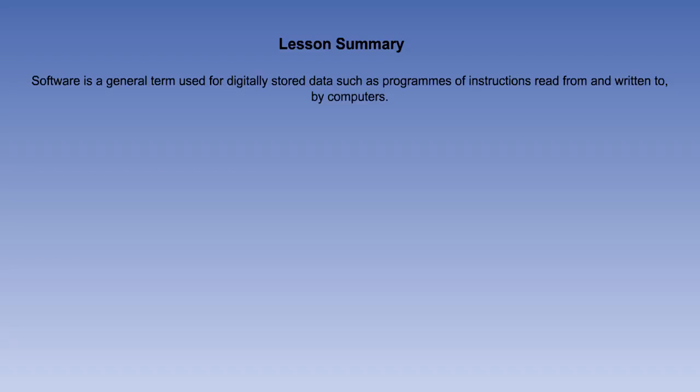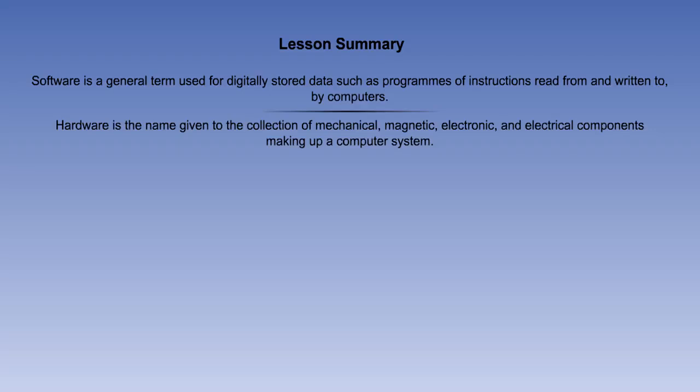That is the end of the lesson. Here is a summary of the main points. Computer software is a general term used for digitally stored data, such as programs of instructions read from and written to by computers. Hardware is the name given to the collection of mechanical, magnetic, electronic and electrical components making up a computer system.